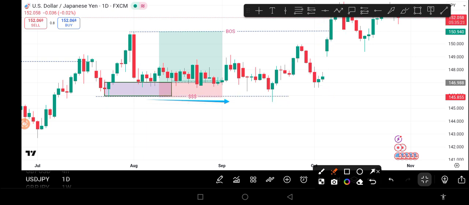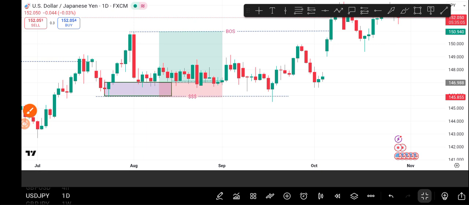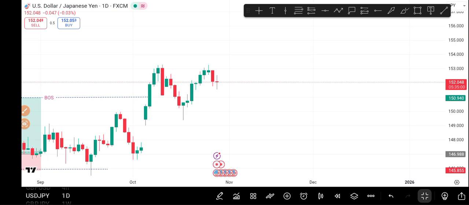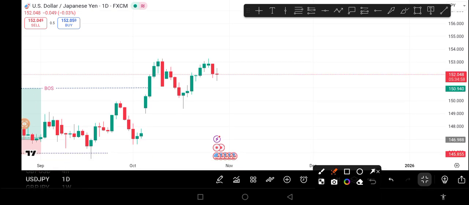So you could have waited until it takes liquidity, and then you buy, just like that, and target this high. Every time, my break of structure must take liquidity. Now let's go to the last one, the last move. Let's analyze what happened at this place.